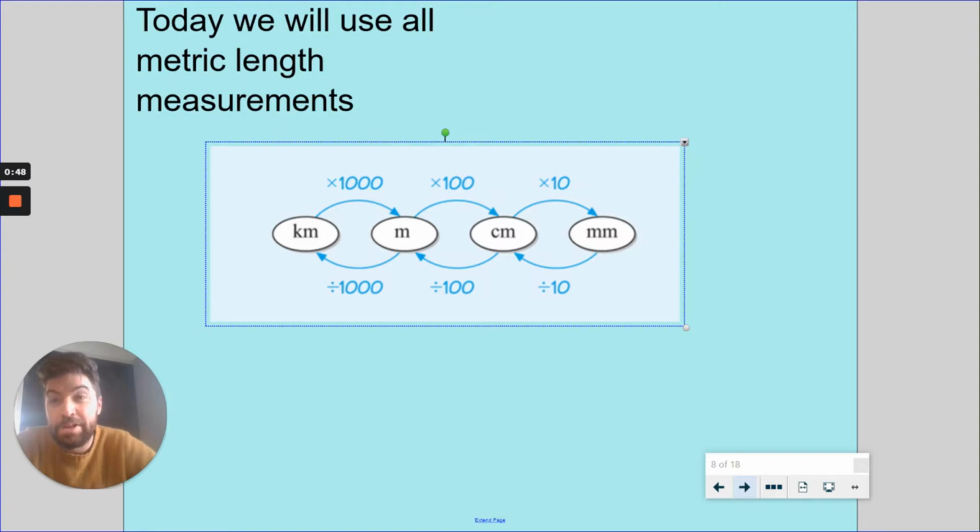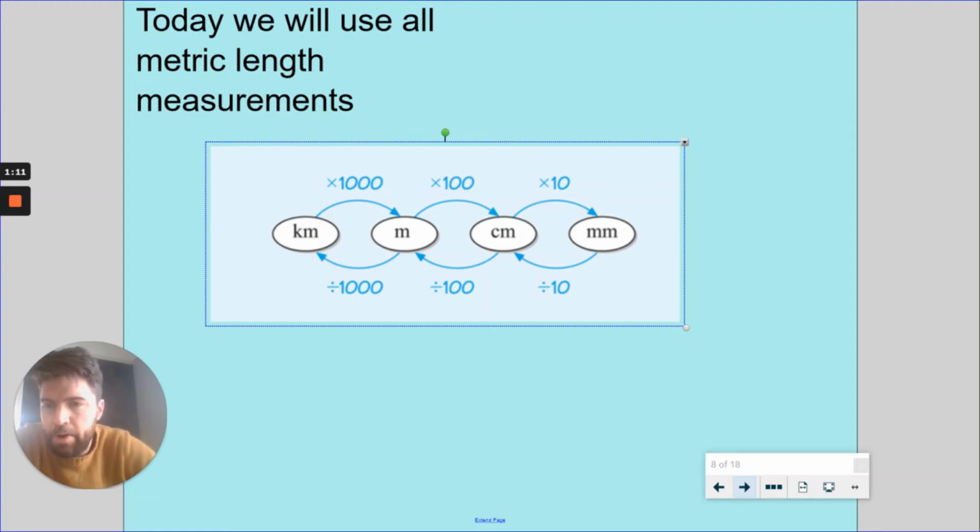So today we're going to use metric measures. We're going to look at metric measures of length. But principally today we're going to work in metres, centimetres and millimetres. So let's look at those in a bit more detail. If we start with the metre, that's our central measure. Picture a metre ruler, that's our metre.